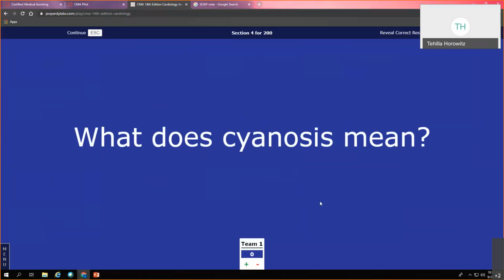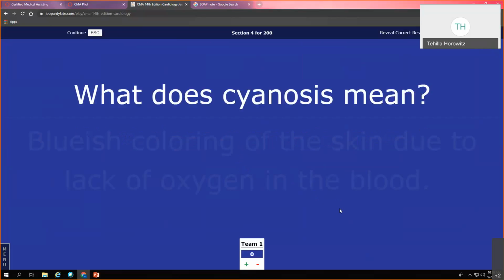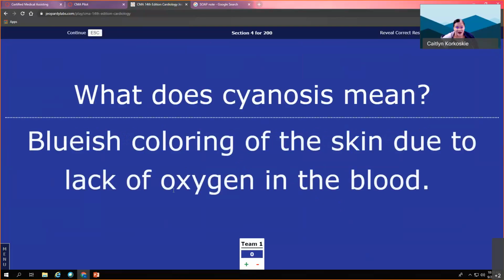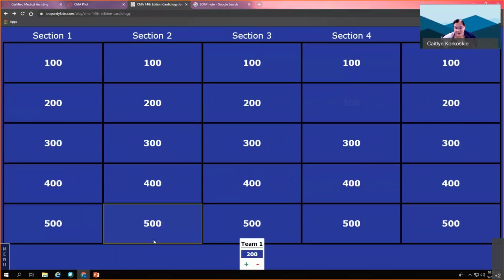Like if you went up to a patient and they said the patient is cyanotic, do you remember what that one means? Does it have something to do with blue? Yes. So it's a bluish color of the skin because there's a lack of oxygen in their blood. Yes. Very good. Okay, perfect. All right, which one do you want to go for next?